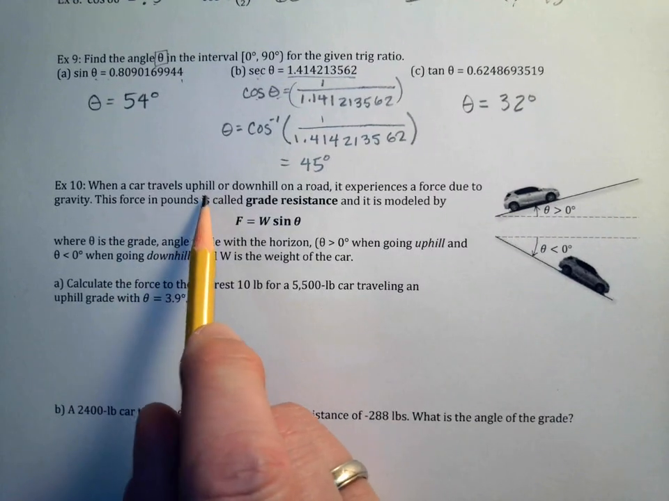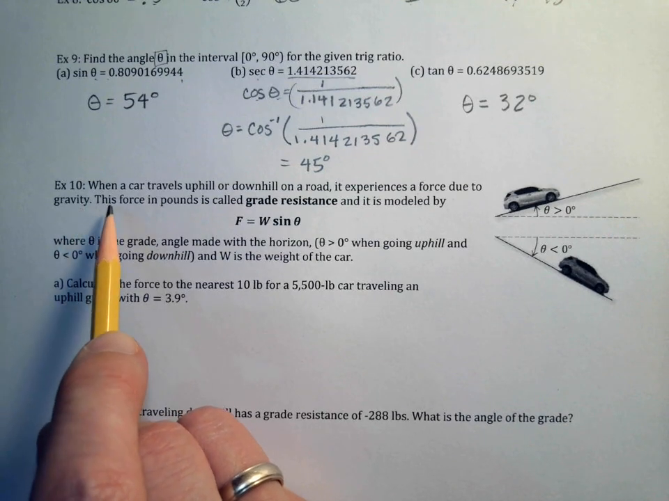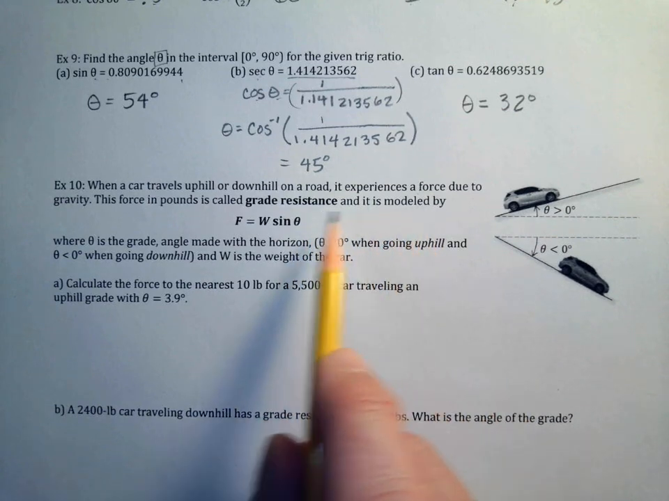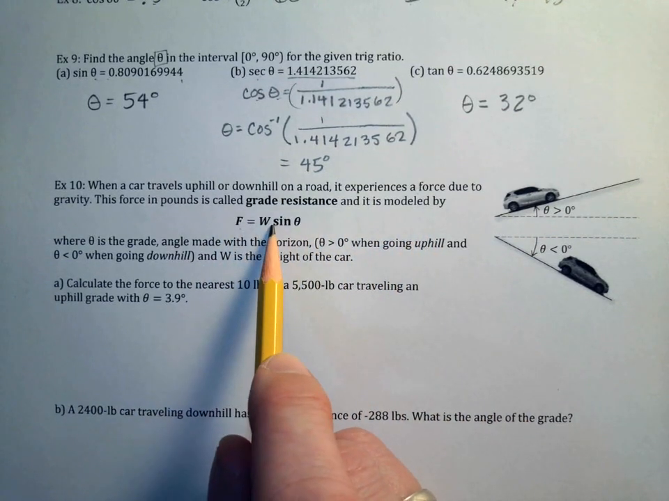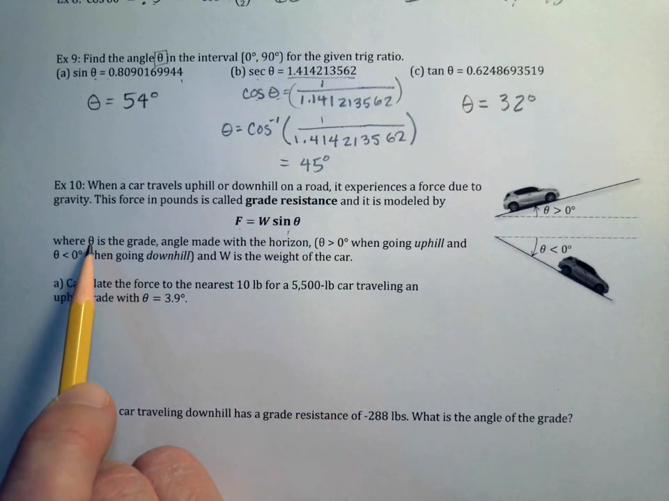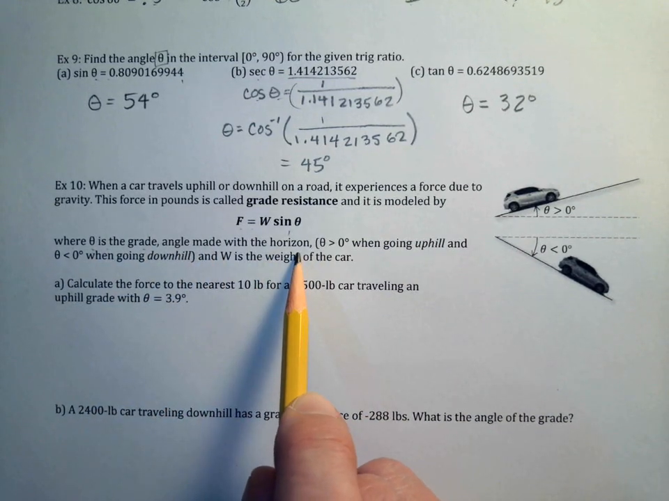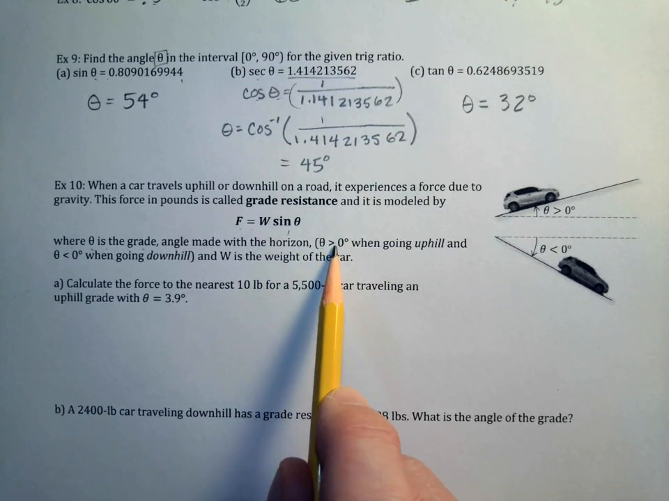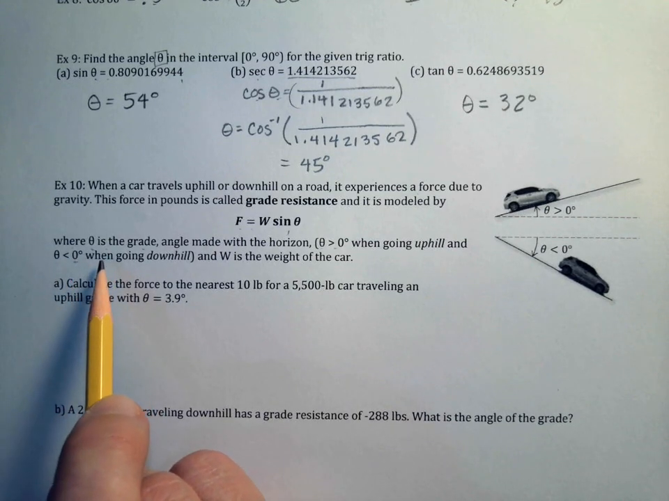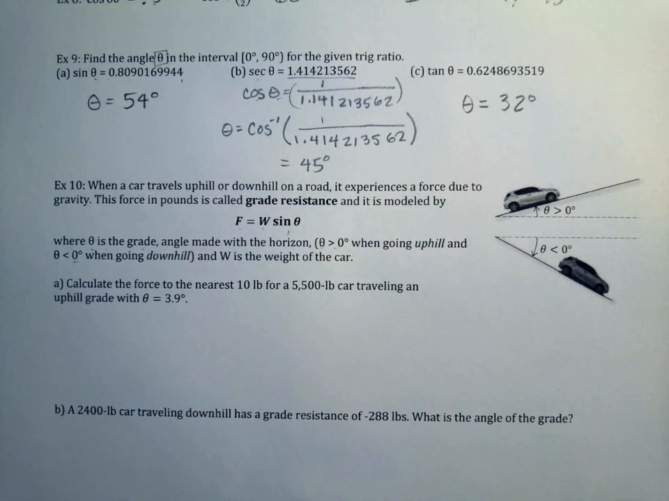So when a car travels uphill or downhill on a road, it experiences force due to gravity. This force in pounds is called the grade resistance and is modeled by F equals W sine theta. Theta is the grade, in other words, the angle made with the horizon. When theta is greater than 0, we're going uphill, and when theta is less than 0 degrees, or negative, then we're going downhill. And W is the weight of the car.